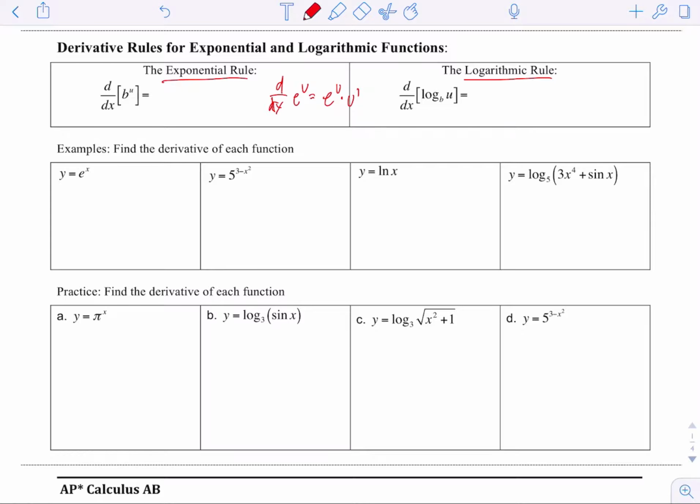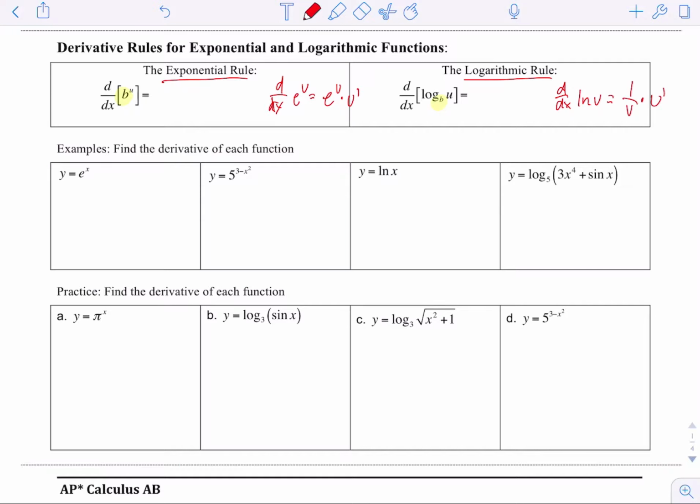Okay, and then let's remind ourselves of the derivative of the natural log function as well. If we remember that, that's just 1 over whatever's inside times u prime, because that's the chain rule. Okay, so now let me tell you what the actual rule is for the exponential and logarithmic rule when you have a base that's any number rather than just the natural constant e.